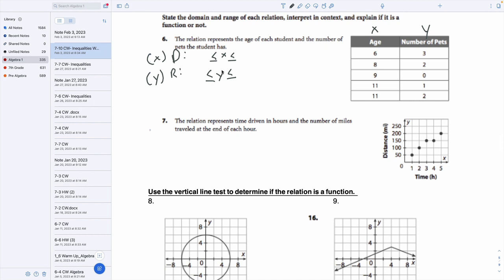And then tell me if it is a function for each table. Is this table a function? Is there one single input for every output?